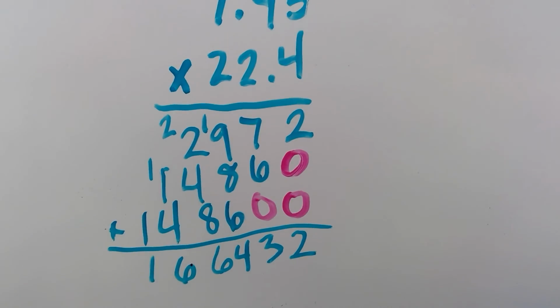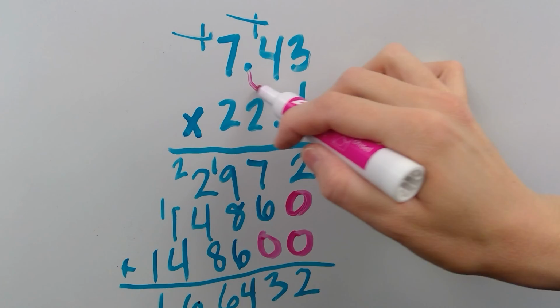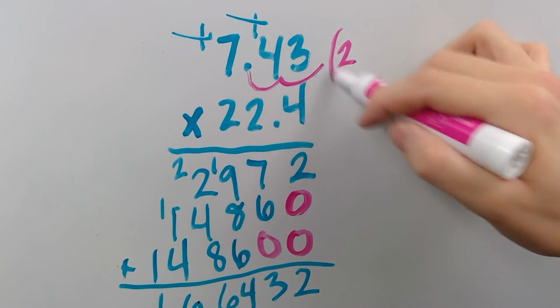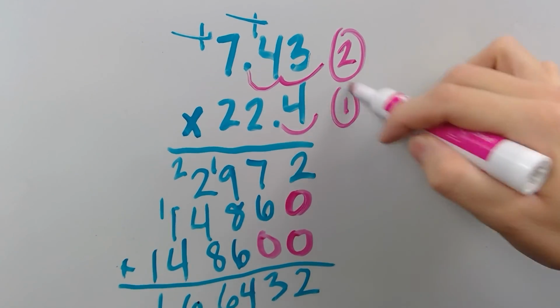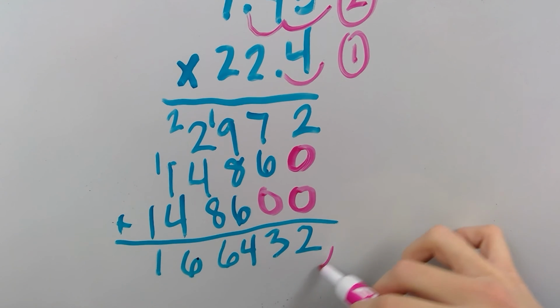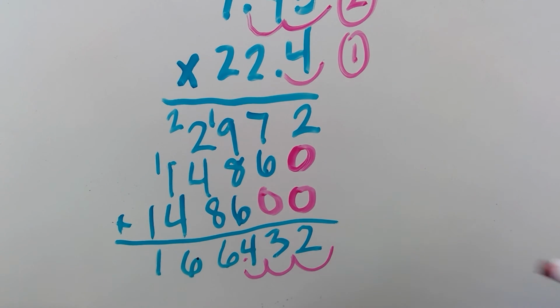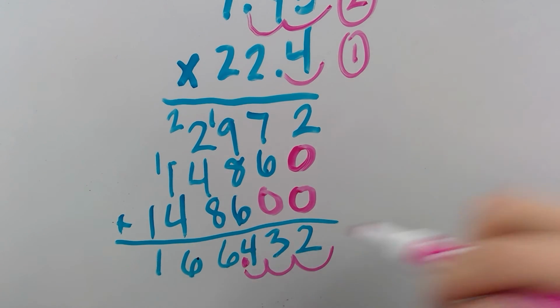So if I look back up at my original problem, it's 1, 2 place values up here, 1 place value here. So I have to shift in 1, 2, 3 place values. So my answer would be 166 and 432 thousandths.